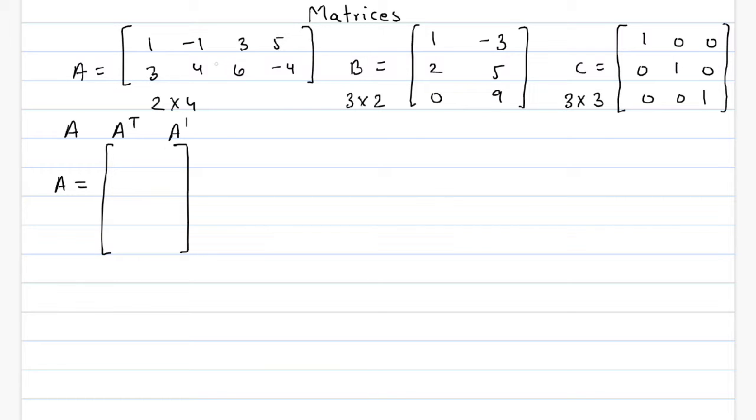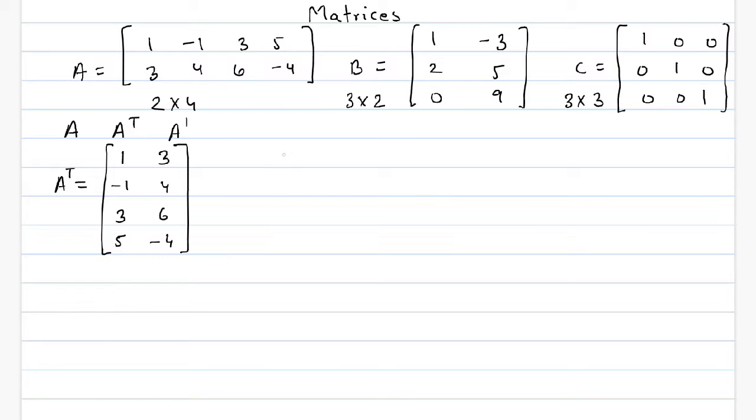Now how do we make it? We say our first row becomes our first column. So we'll have 1, minus 1, 3 and 5. Then the second row becomes our second column. So 3, 4, 6 and minus 4. So in this manner, this becomes the transpose of our A.